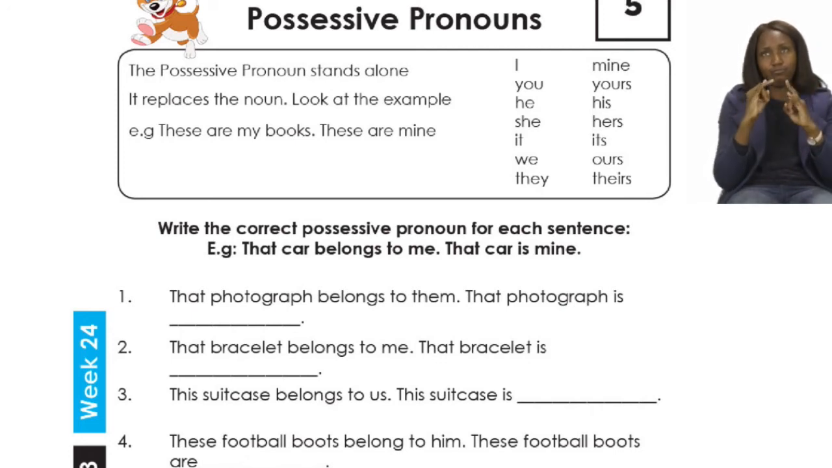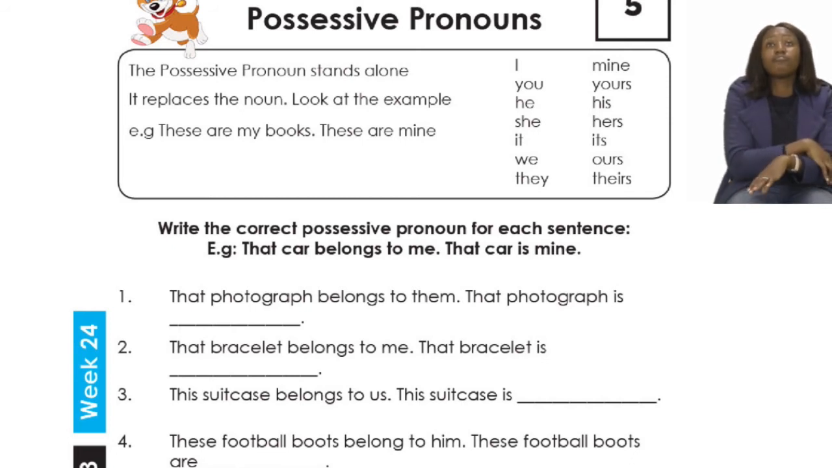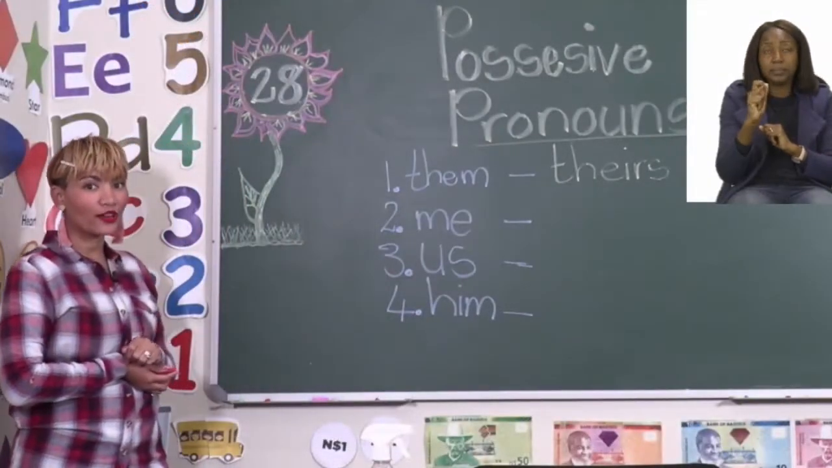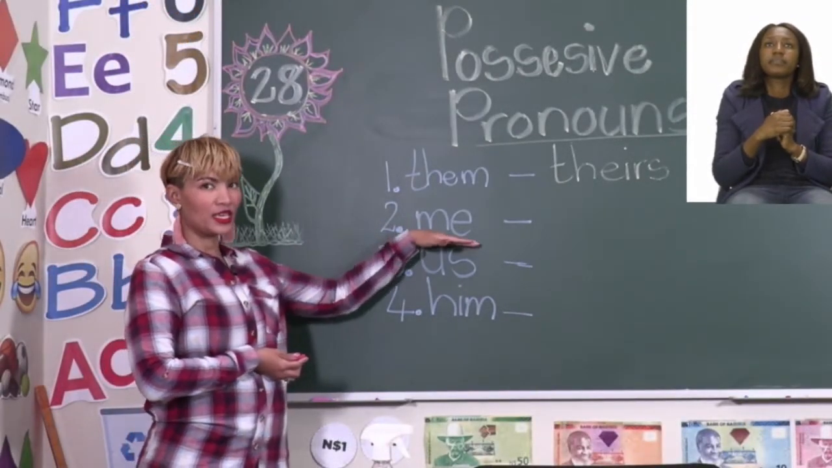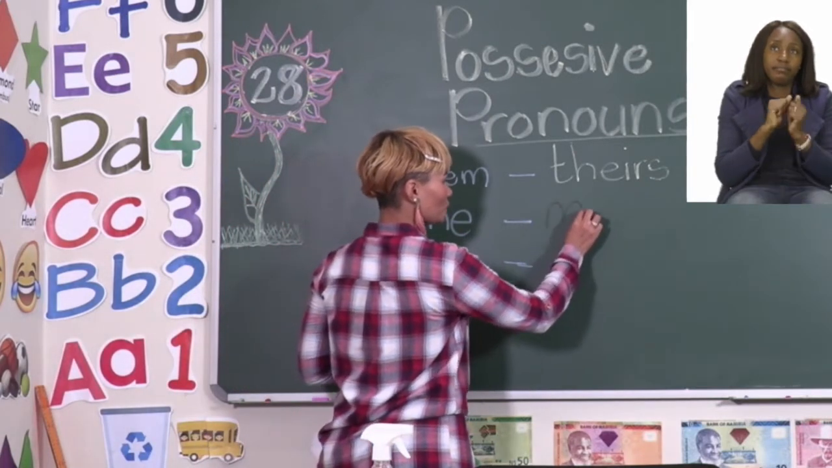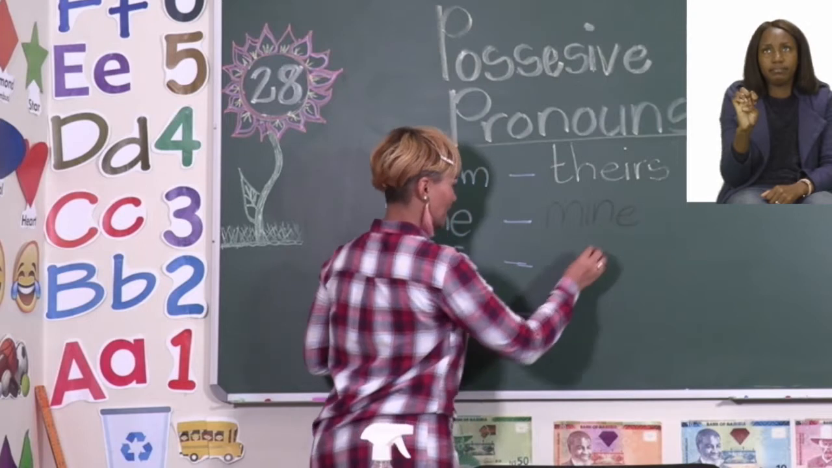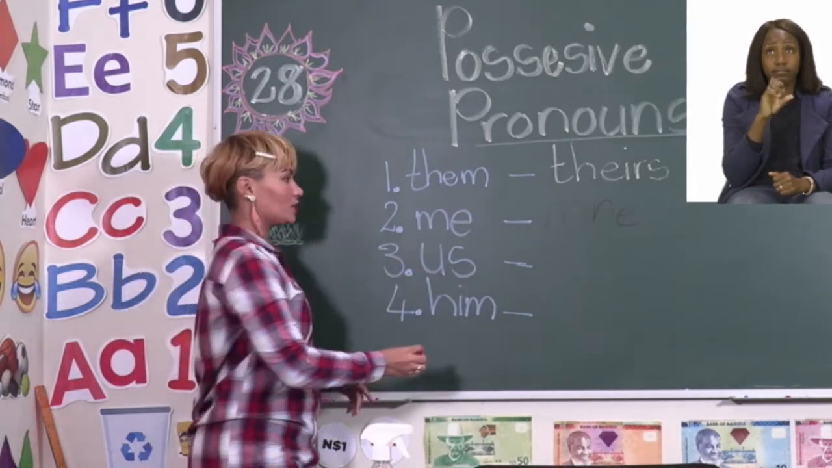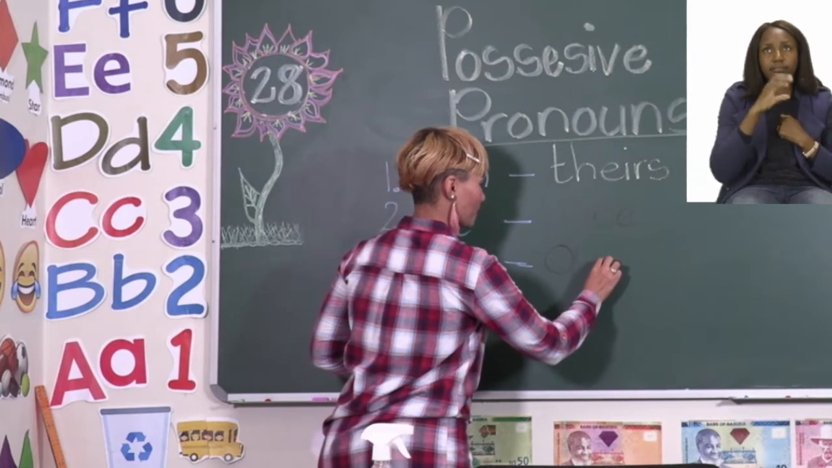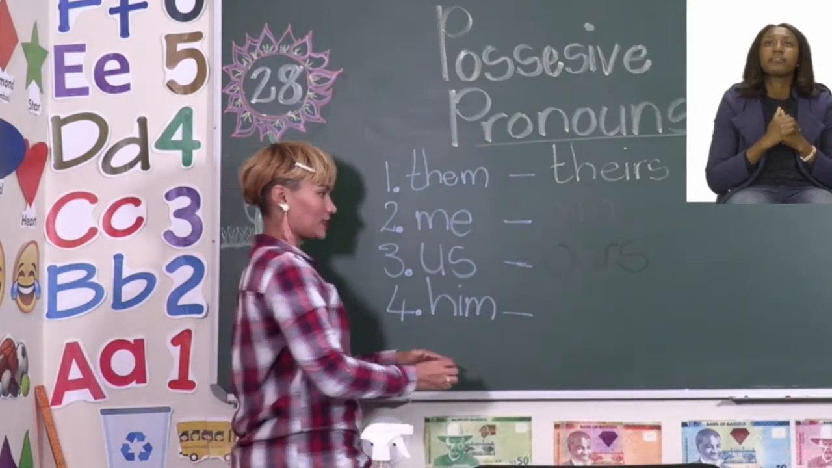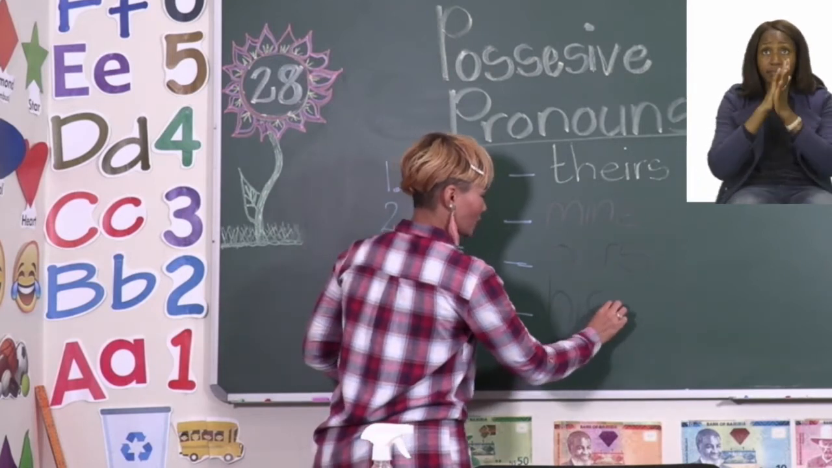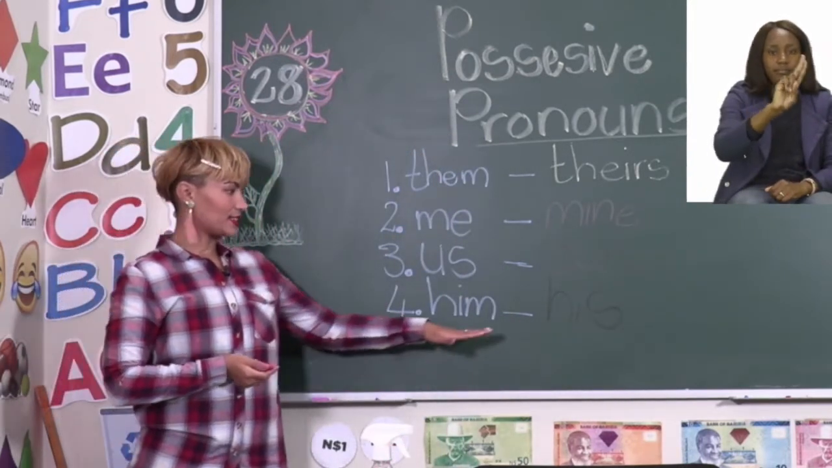And then we say, these football boots are his. Okay, so we say these football boots are his. Okay, can we quickly come to the board and then we fill in the words here as we have just read them. So the word me, we said, changes to mine. The word us will change to the word ours, and the word him changes to the word his.